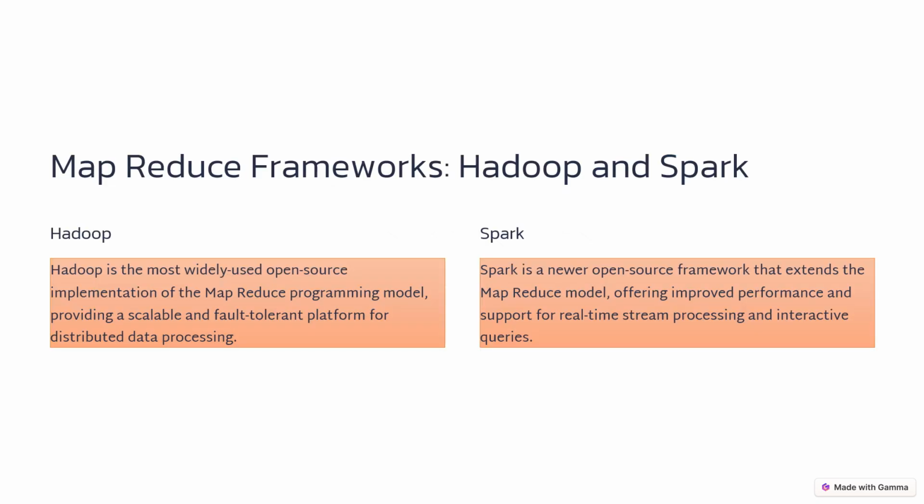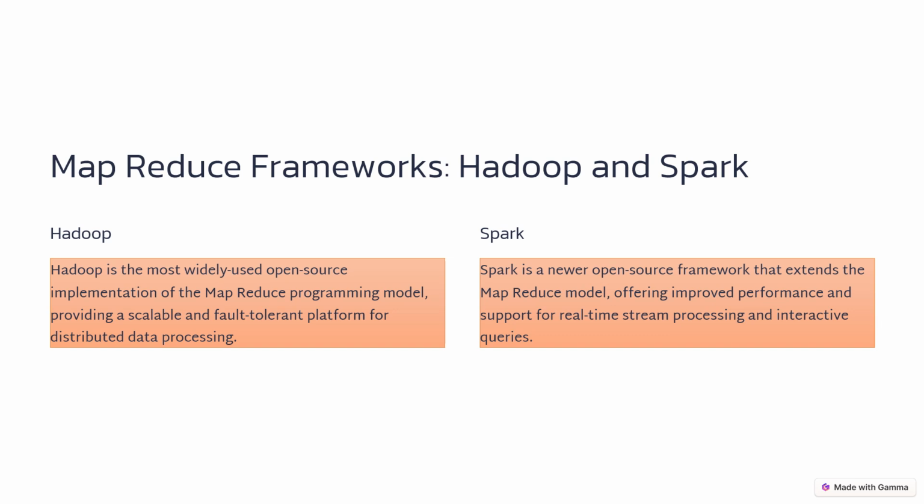MapReduce frameworks. There are different MapReduce frameworks. The two top are Hadoop and Spark. Hadoop is the most widely used open source implementation of the MapReduce programming model, providing a scalable and fault tolerant platform for distributed data processing. Hadoop is an open source project, making it fairly cost effective to use. And the second is Spark.